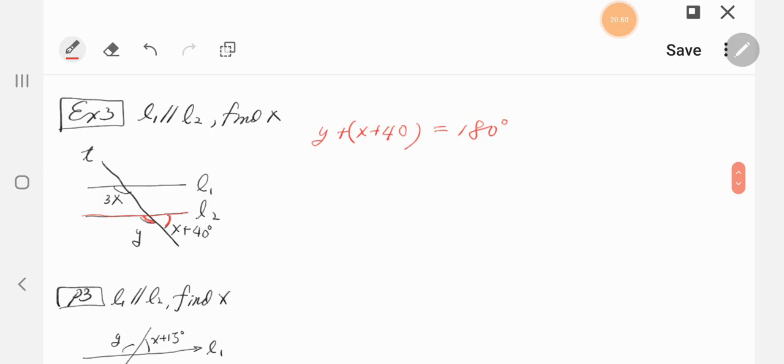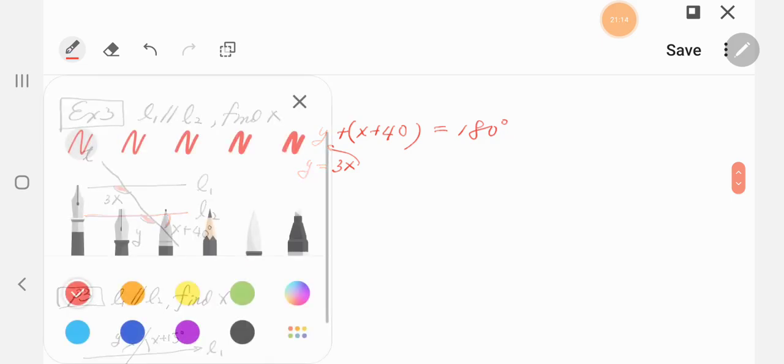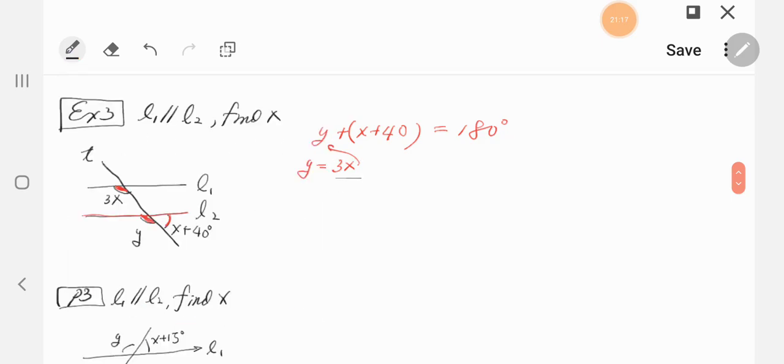Okay, we want to find X. So we need to know this Y value. And then this Y is the same as 3X, isn't it? Why? Because these are corresponding angles, right? Same side, corresponding angles. So Y is equal to what? 3X, right? So why don't we just replace this Y with 3X. So, Y is equal to 3X, so write down 3X plus X plus 40 is equal to 180.